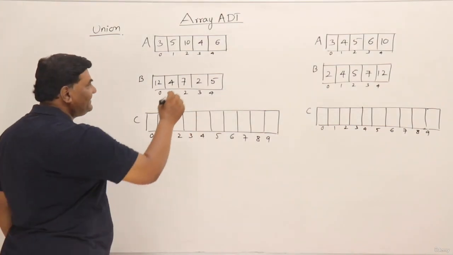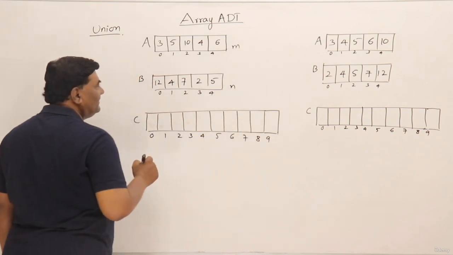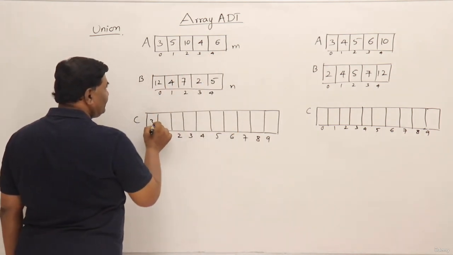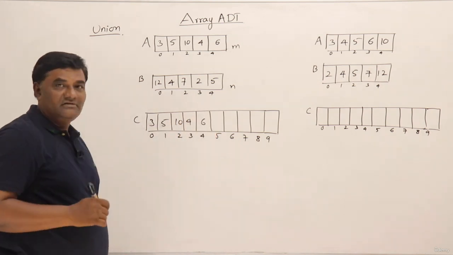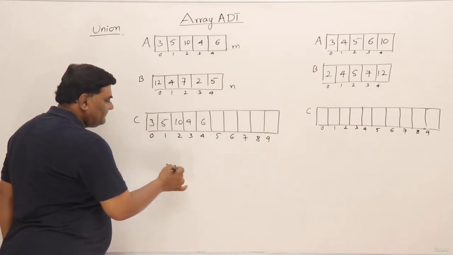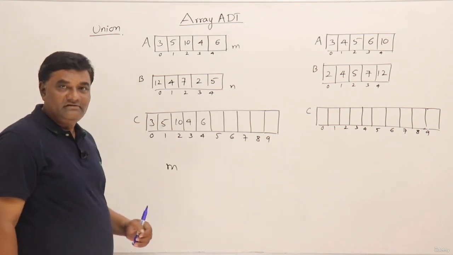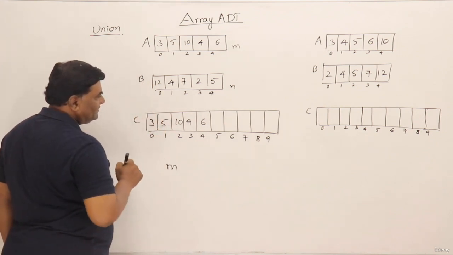For that I will say this has m elements and this has n elements. Now what is the procedure? Copy all the elements of the first array: 3, 5, 10, 4, 6. So the first set is copied. How much time has it taken? M. Then I should copy the second set.